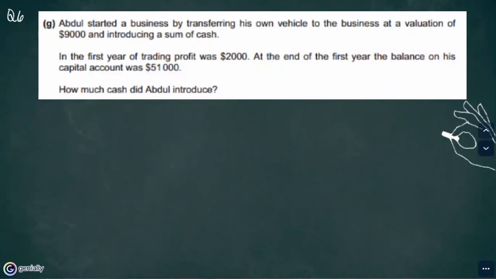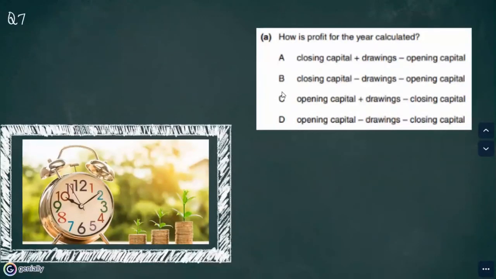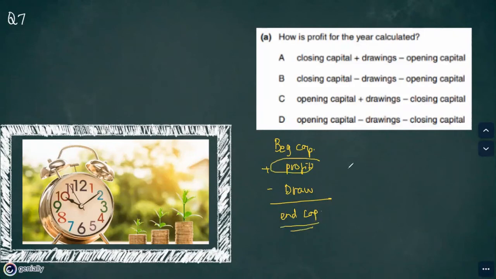Now let's try the next one. This question is quite easy, but it has to work backwards. Give it a try. So we know we calculate beginning capital plus profit minus drawings should give you ending capital. Now we want to find profit. So let's say our ending capital is here. Ending capital must equal beginning capital plus profit minus drawings, correct?